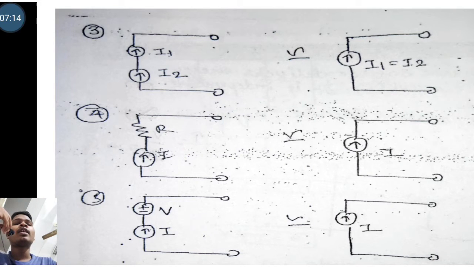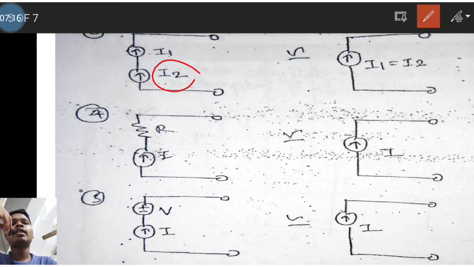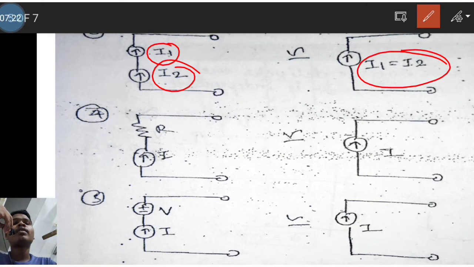See here, if that current and that current flow in the same direction, then both currents are the same. Why? Because they follow the same path and do not follow any other path. That's why both currents are the same.